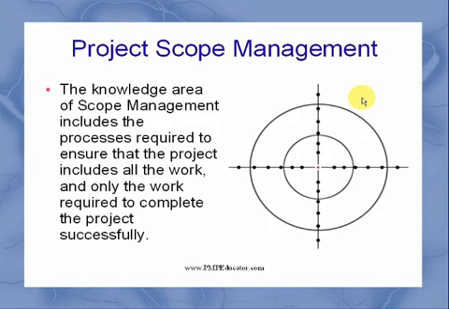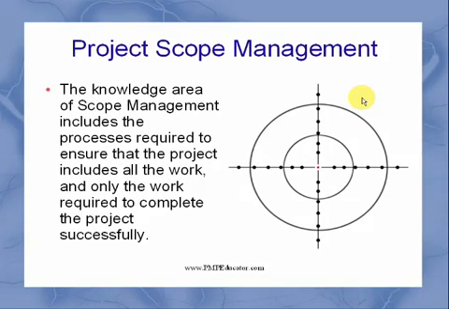And as I mentioned in the previous lecture, project management involves the triple constraint. So basically in any project you are concerned with the scope of the project, the time it takes, and the cost it takes to build the deliverable in the project. The first knowledge area in project management which we deal with is project scope management.